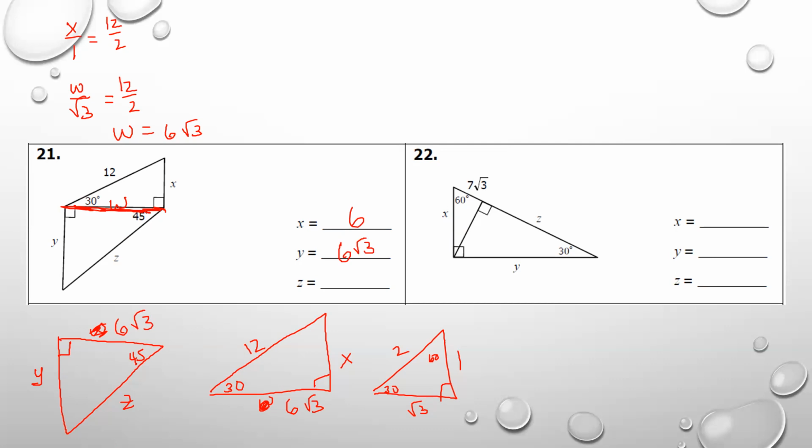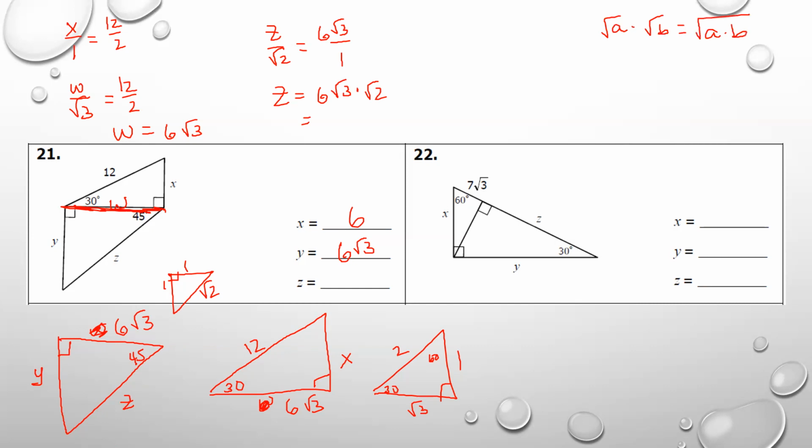So I'm going to redraw my basic 45, 45, 90 so I can compare the sides. Z corresponds to root 2, and 6 root 3 corresponds to 1. Cross multiply, and you get 6 root 3 times root 2. Well, multiply in your radicals, because the property says if you have 2 radicals multiplied by each other, it's really the square root of those 2 numbers multiplied. So this becomes 6 root 6, and there's your answer.